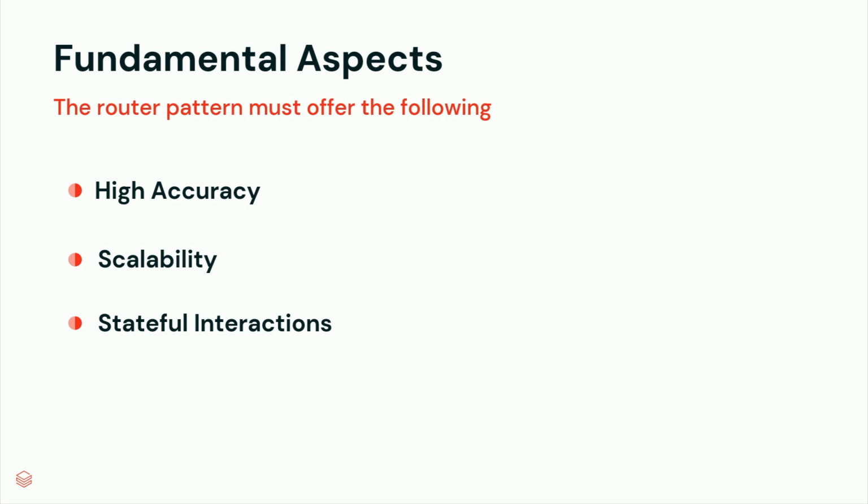And you want to be able to have stateful interactions. So it could be that the tool needs more information to proceed. You're asking, where is the best pizza place in the city? And the correct tool is selected, the pizza place recommended, but the tool needs to know where you're located. So it asks back to the user, hey, where are you located?